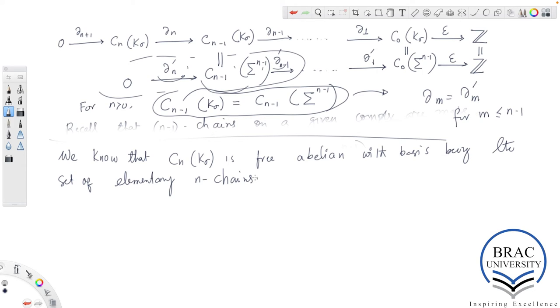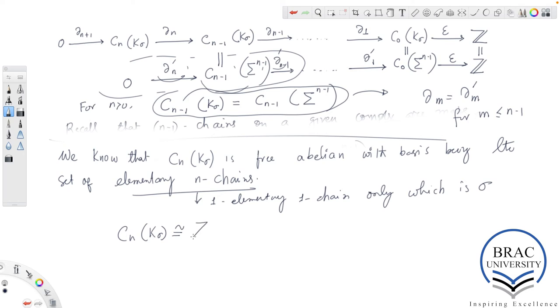There is only one elementary n-chain here. Since K sigma is an n-simplex, there is only one elementary n-chain, sigma itself, right? So what do we see? We see that Cn of K sigma is isomorphic to Z, with sigma being the generator of this free group Cn of K sigma.